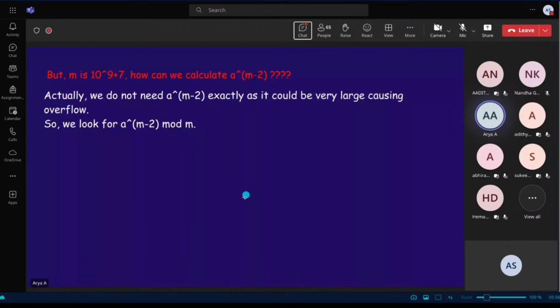Before moving on to the exact algorithm, we have to take a look at this. Actually, we do not need a power m minus 2 exactly, as it could be very large, causing overflow. You know that the exponent is a very big number. A power such a very big number is going to be beyond the boundaries of even the long data type. That's what you can guess. It's going to be very big. So what are we going to do? How are we going to tackle this problem? So we look for a power m minus 2 mod m. So this is what we call the modular inverse again. Actually, you can try to understand how this is the modular inverse.